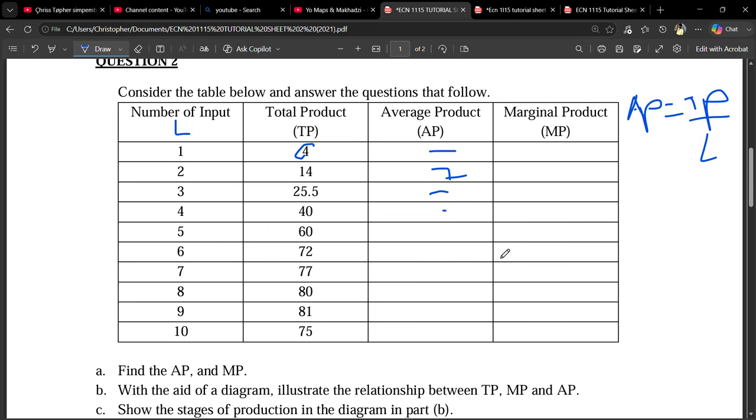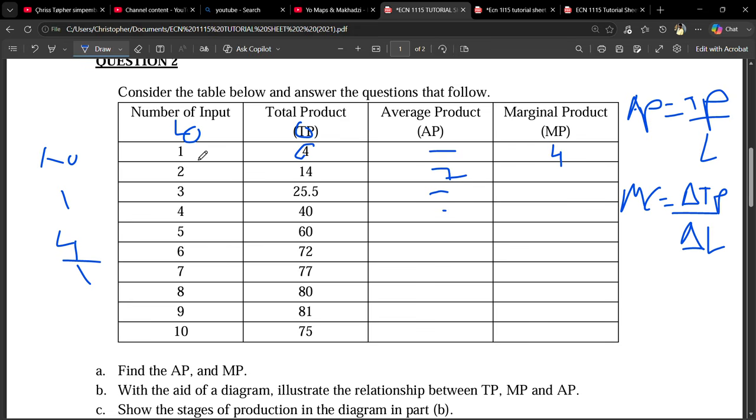And then how do we find marginal product? Again, we use our formula. Marginal product is simply the change in total product over the change in labor. If we have 1 there, we assume that we have 0 on top, and 0 here. So 1 minus 0 gives us 1, and 4 minus 0 gives us 4. So 4 divided by 1 gives us 4.